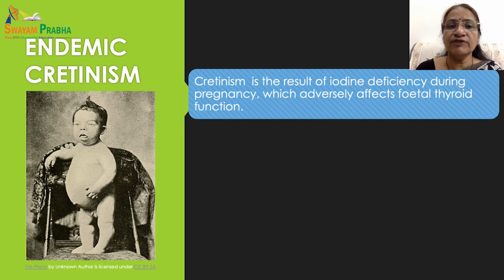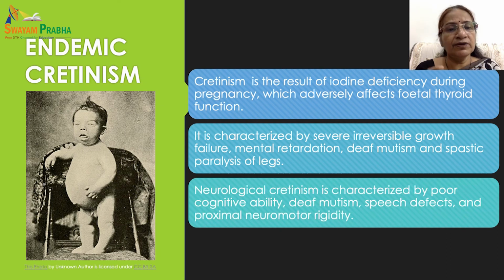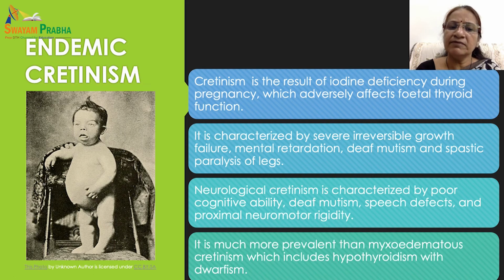Cretinism is the result of iodine deficiency during pregnancy, which adversely affects fetal thyroid function. It is characterized by severe irreversible growth failure, mental retardation, deaf mutism, and spastic paralysis of legs. Neurological cretinism is characterized by poor cognitive ability, deaf mutism, speech defects, and proximal neuromotor rigidity. It is much more preventable than myxedematous cretinism, which includes hypothyroidism with dwarfism.